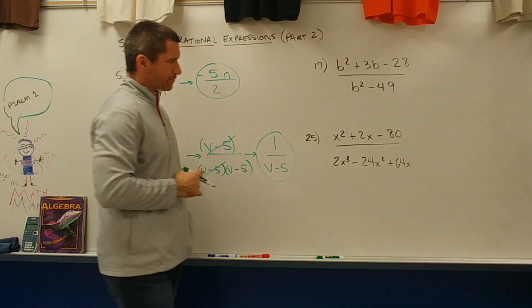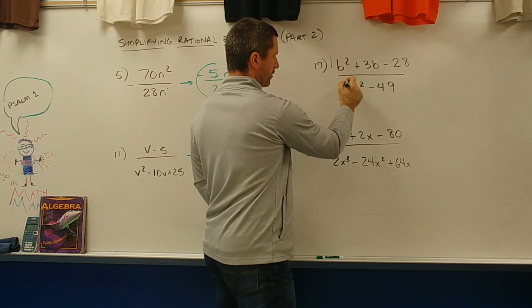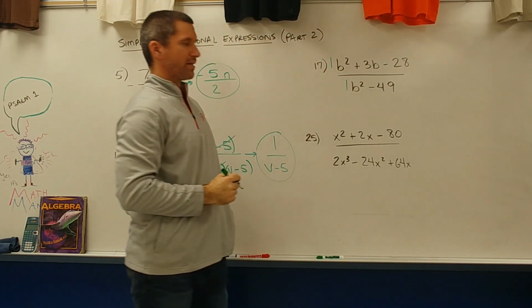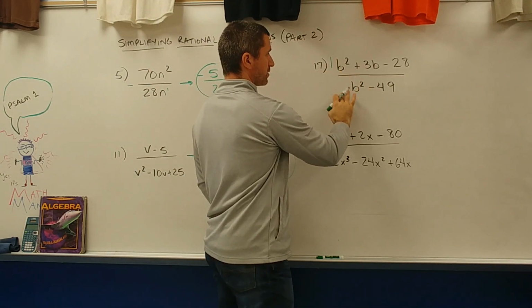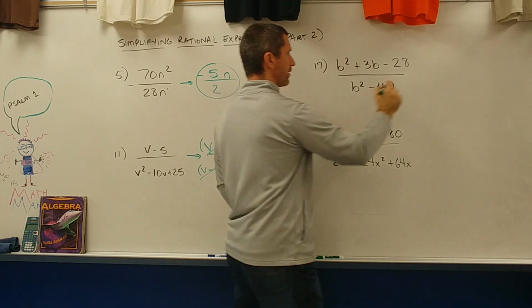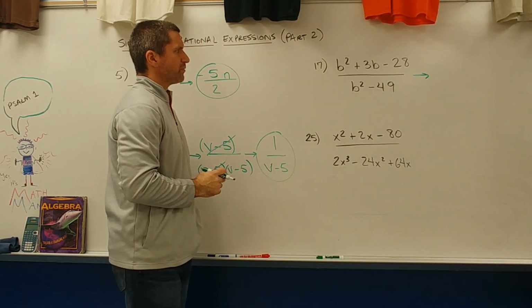Let's go to 17. Quadratic on the top, quadratic on the bottom. If it were a function, the horizontal asymptote would be at 1. Okay, easy because the degrees are the same. But let's just go ahead and simplify. I can factor the top, I think. Oh, 2 numbers that multiply to 28 and add to 3.